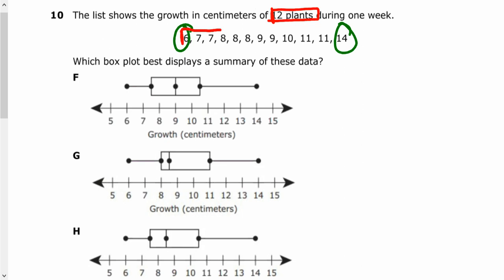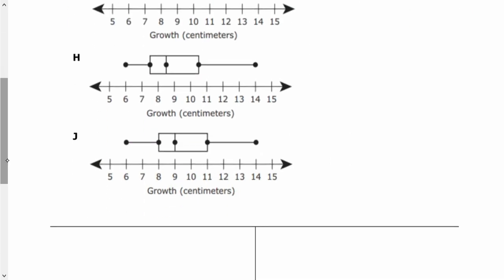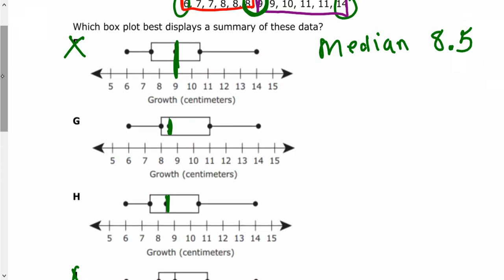So I'm going to have 6 down here, 6 down here. Okay. So my median is going to be right here in the middle between 8 and 9. So my median should be 8.5. So I'm going to look for one that represents my median at 8.5. F does not. My median here is at 9. G is okay. It's at 8.5. H is okay. It's at 8.5, but J is not. It's at 9. Okay, so we're down to G or H.